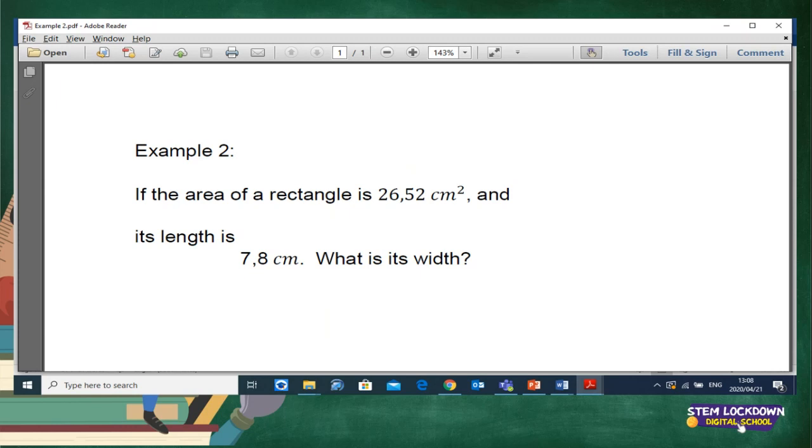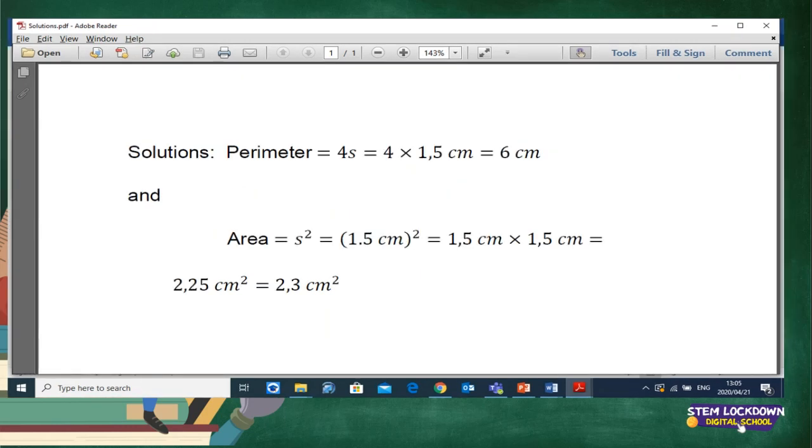So now you are given two things. You are given the area of the rectangle, which is 26,52. And you are also given the length of the rectangle, which is 7,8 centimeters. What are you required to find? You are required to calculate the breadth or the width. And of course, you can go back and use the formula. The formula does not change.